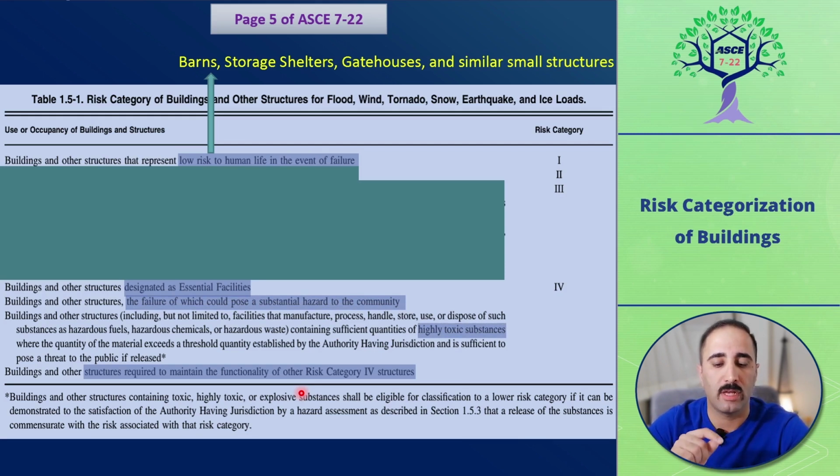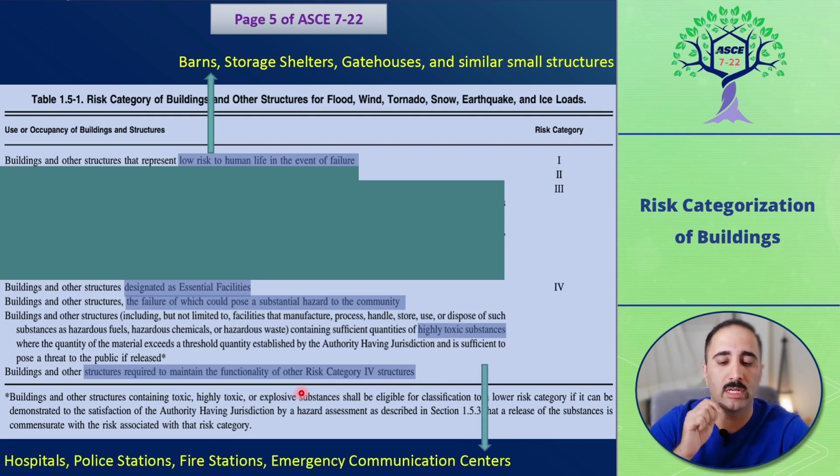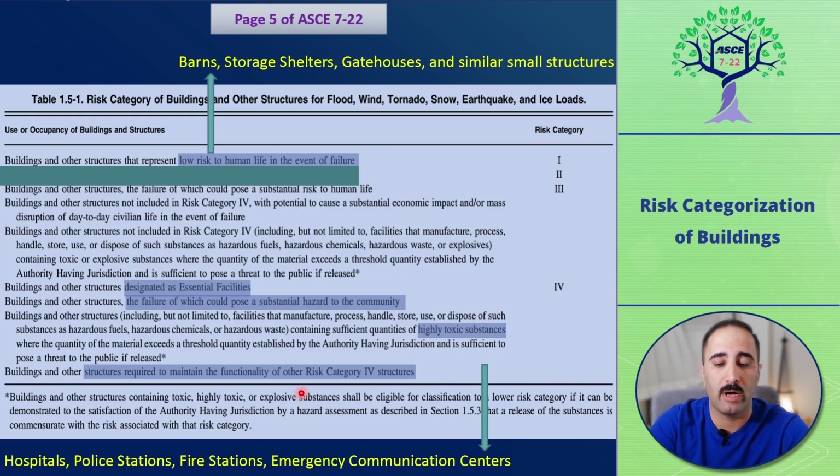These buildings contain sufficient quantities of highly toxic substances where the quantity of the material exceeds a threshold quantity established by the authority having jurisdiction and is sufficient to pose a threat to the public if released. Buildings and structures typically grouped in risk 4 include hospitals, police stations, fire stations, emergency communication centers, and buildings with similar uses. After risk category 4, I want to talk about the third category in this table.